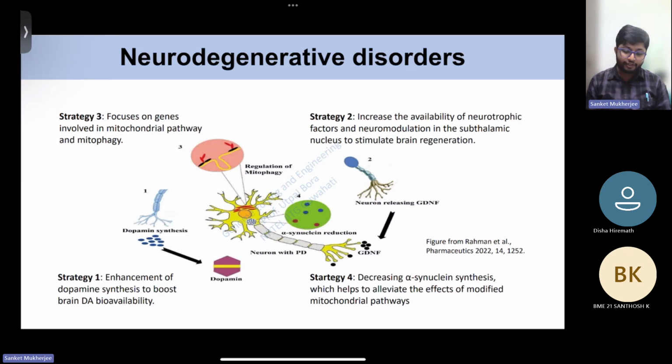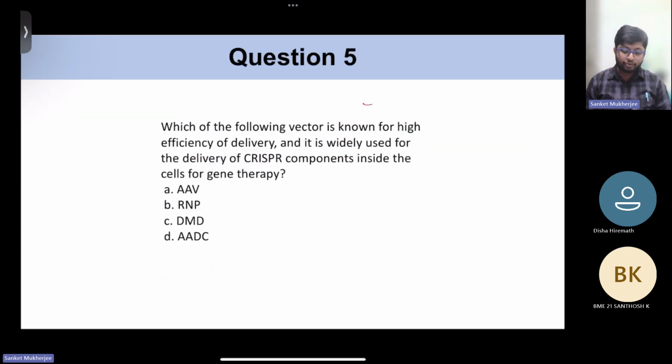Question number 5. Which of the following vectors is known for high efficiency of delivery and is widely used for the delivery of CRISPR components inside the cell for gene therapy? Is it adeno-associated viral vector, RNP, DMD, or AADC? Any answers?